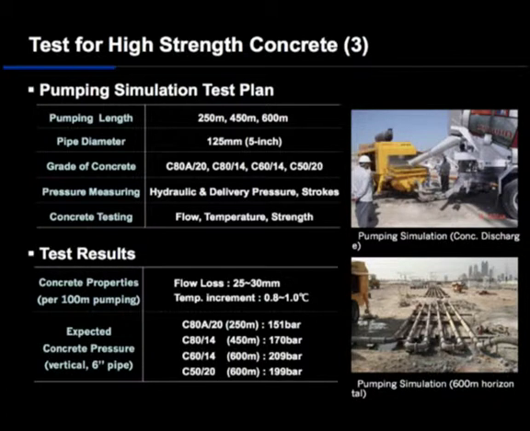For the high strength concrete test, we did another simulation to check the pumpability, workability, and temperature of the concrete. We installed 600 meters of concrete pipelines and pumped all the different grades of concrete, and we found there was a significant flow loss. Every 100 meters there is a 25 to 30 millimeter loss, and every 100 meters the concrete temperature goes up by 1 degree.